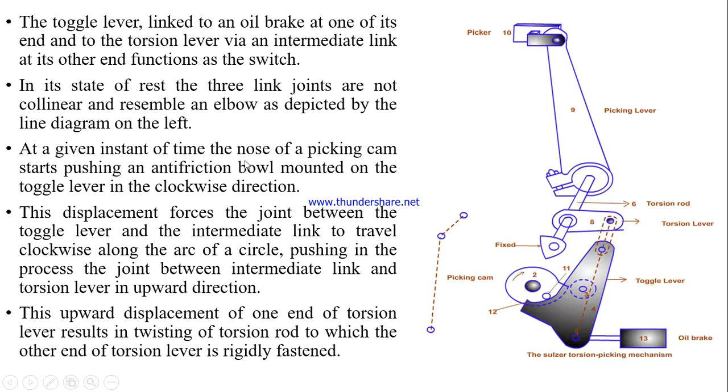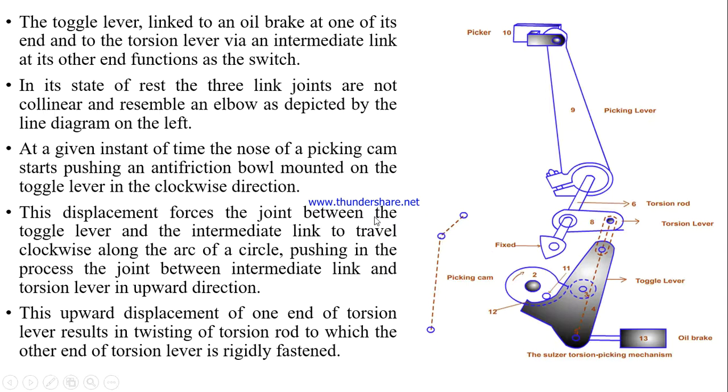But at a given instant of time, the nose of the picking cam starts pushing the anti-friction bowl mounted on the toggle lever in the clockwise direction. This is the picking cam, and this is the anti-friction bowl. The bowl is actually situated on the toggle lever. The picking cam will rotate in the clockwise direction. When the nose of the cam hits the anti-friction bowl, this non-collinear rest position will be converted to a linear position.